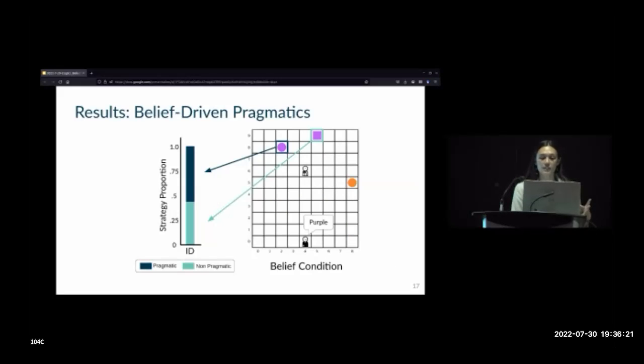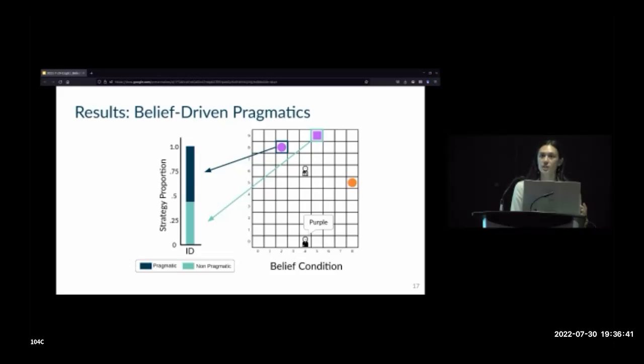Given that, we can take a look at our results. So for each of the conditions, what we're interested in is what did the participants actually choose? How did they behave in this case? And we see the proportion of times they choose the pragmatic item versus the non-pragmatic item in this belief-driven condition.